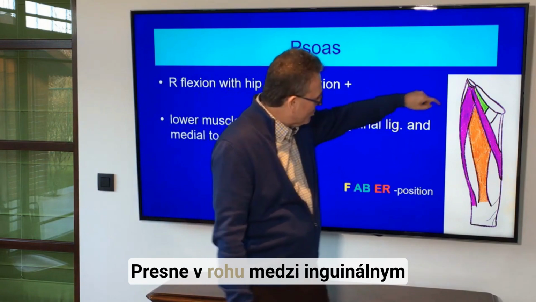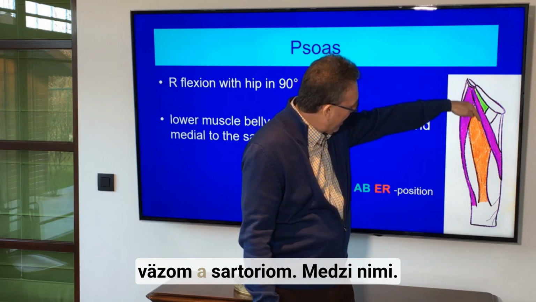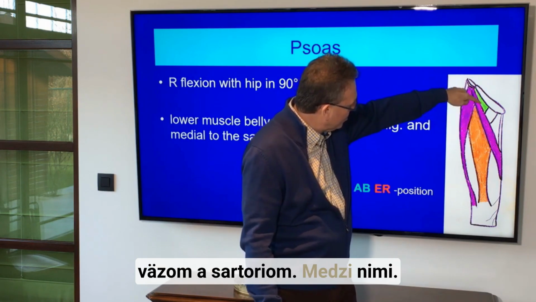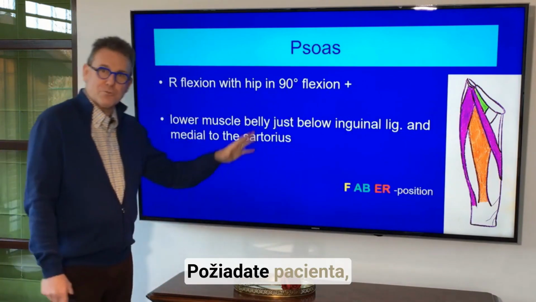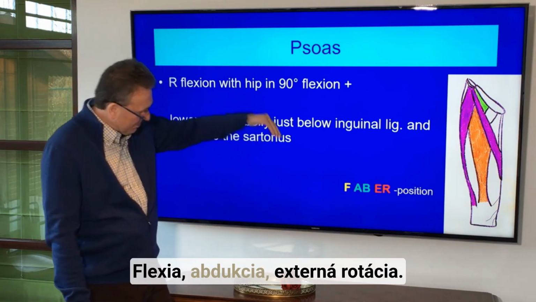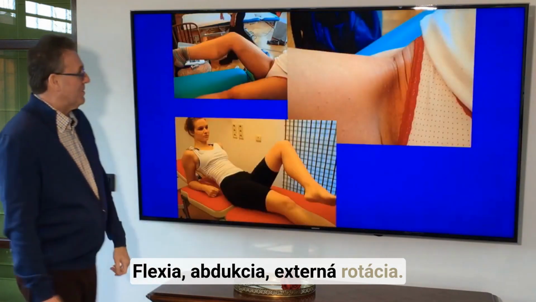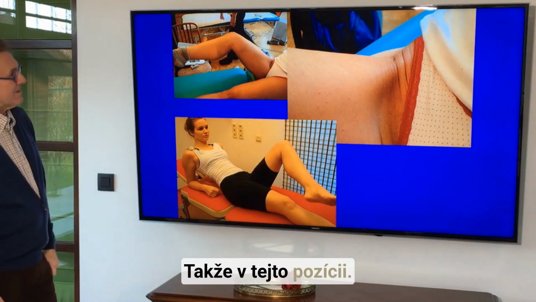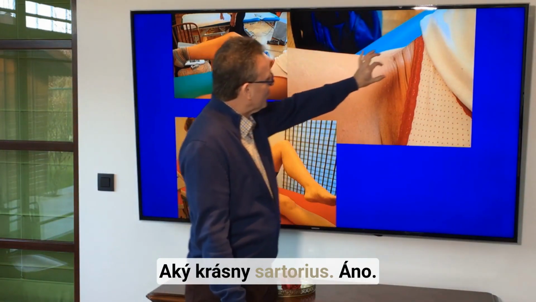Exactly in the corner between the inguinal ligament and the sartorius, in between. Yeah. And how can you palpate that? You ask the patient to lie in the FABER position. Flexion, abduction, external rotation. So, in this position. Yeah. Look at that. What a beautiful sartorius.